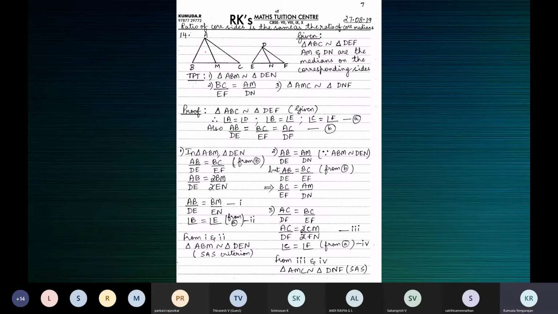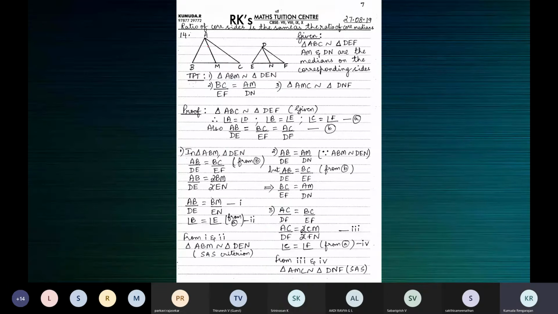Okay. Now we already proved this. Now we'll see alternate methods for doing this. How else can we do this? We have already proved that this triangle is similar to this triangle, which means this angle is equal to this angle. We can prove that these two triangles are similar by the AA similarity criterion also. We're going to see that now.